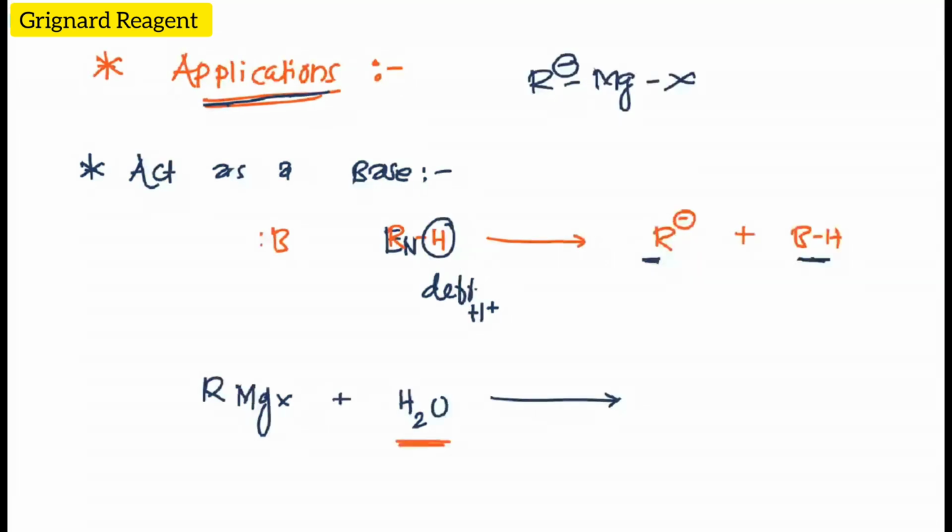Water is a neutral compound, but still your R negative is going to react with water. You can think about how reactive it is. It will take the proton from the water molecule, and a product is developed, like in this example. That means the resulting product is a hydrocarbon, by the abstraction of the proton by your reagent. So it abstracts the proton even from the least acidic center, for example water.